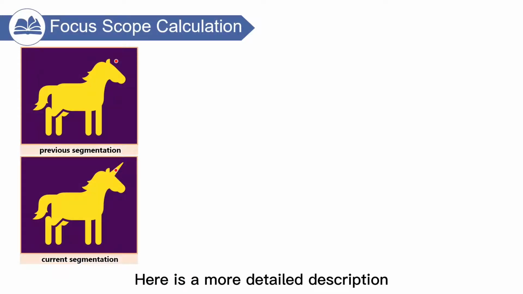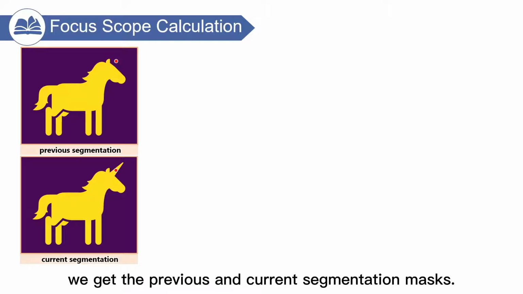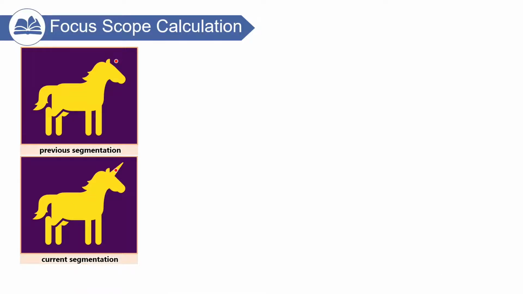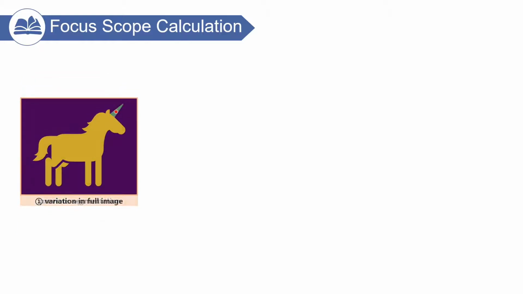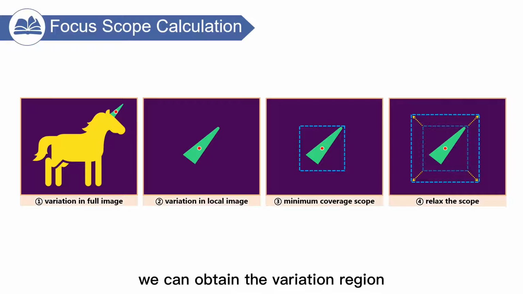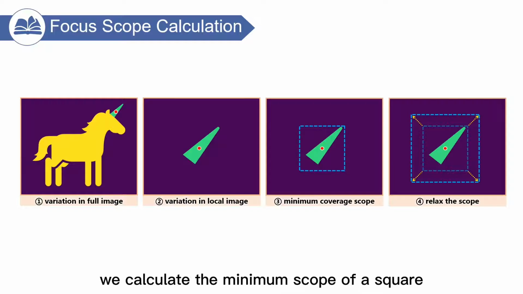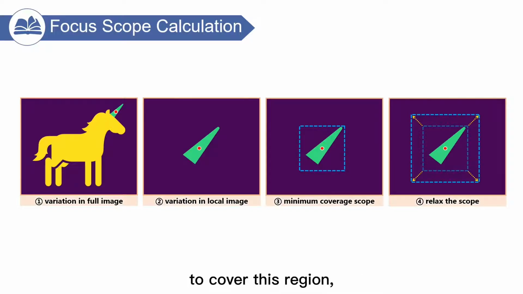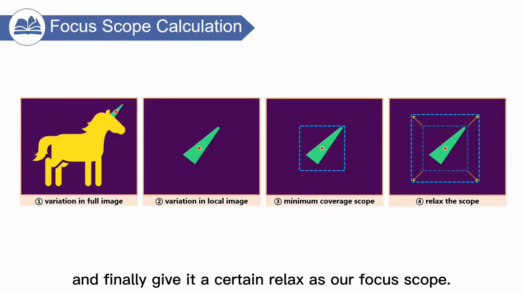Here is a more detailed description about the focus scope calculation. With the newly input click, we get the previous and current segmentation masks. By comparing them, we can obtain the variation region around this click in the local image. Centered on the latest click, we calculate the minimum scope of a square to cover this region, and finally give it a certain relaxation as our focus scope.